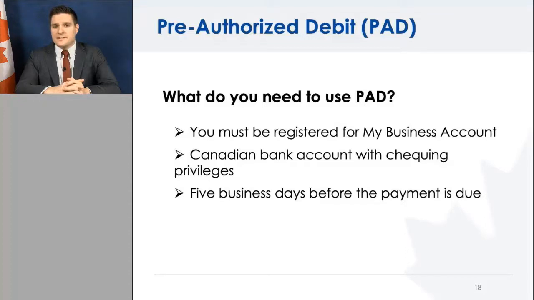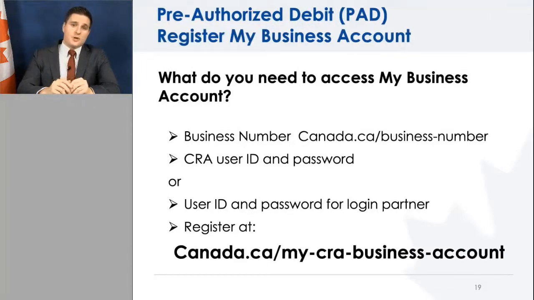To use Pre-Authorized Debit, you will need to log in and register a My Business account. More on that in a minute. You will also need a Canadian bank account with chequing privileges, and make sure that you have 5 business days before the payment is due. Before you start, you should make sure you can access My Business Account. Once you have what you need, you can register by going to canada.ca/my-cra-business-account.